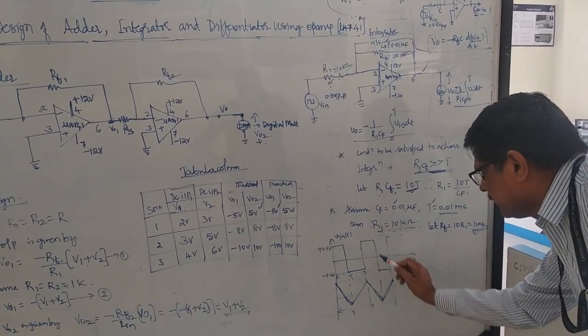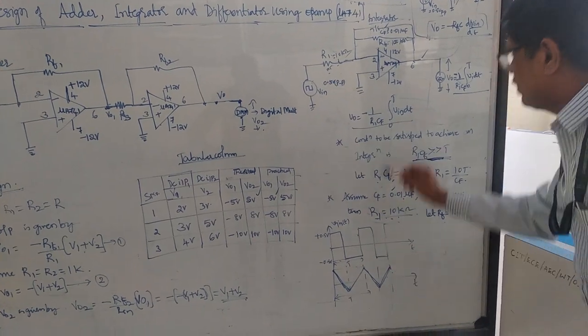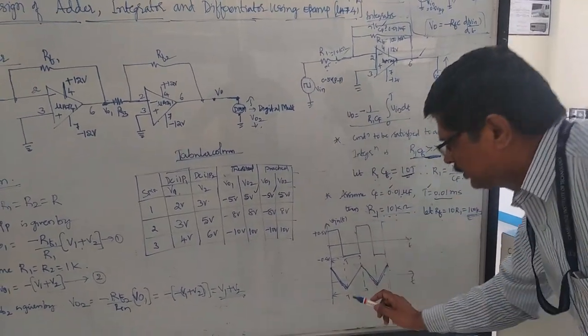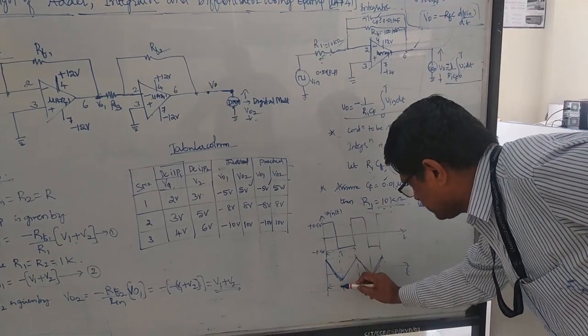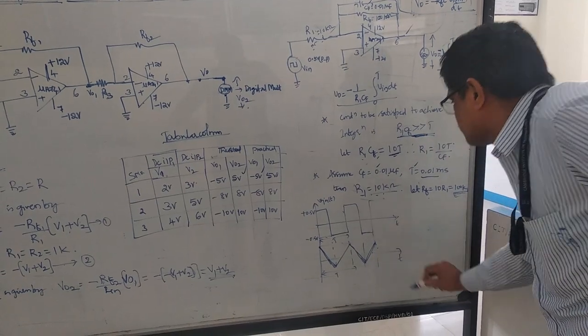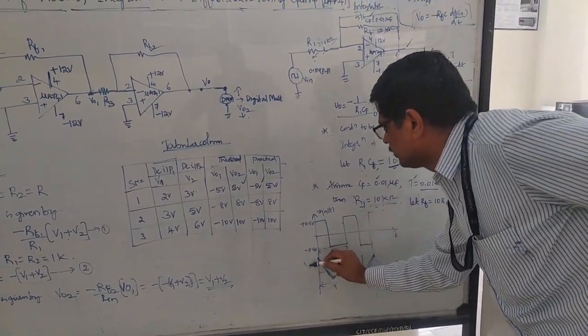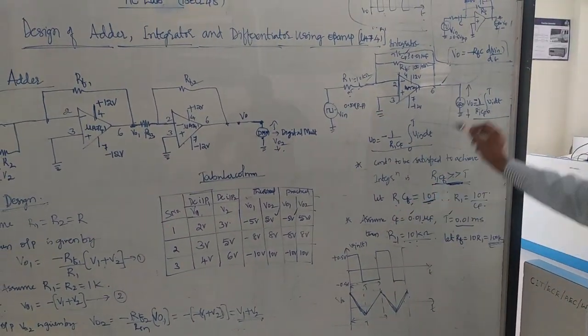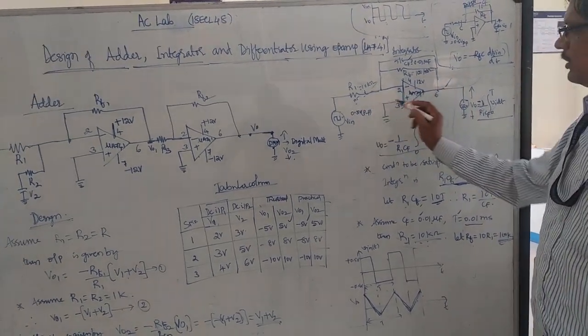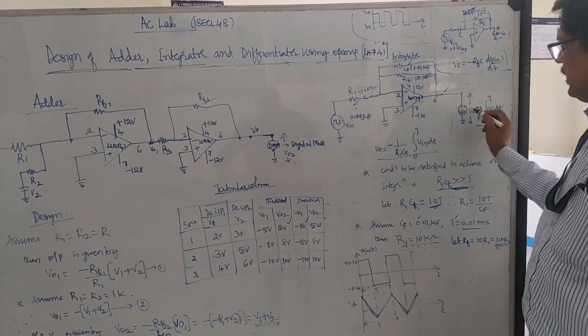Then if you give a square wave input, you will get the integrated output as a triangle wave like this. We will show it there. Charging, discharging, charging, discharging. This is the output you are getting. This is the input you are giving here, and this is the output you are seeing. That is how the op-amp is used to work as an integrator.